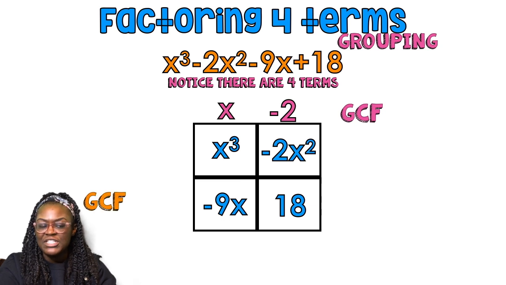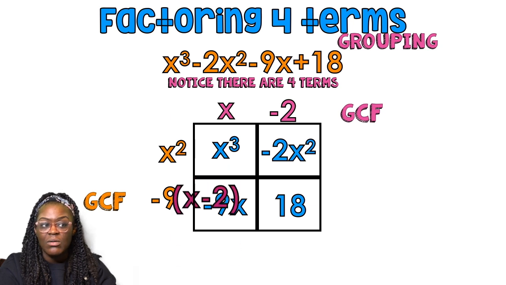So then I'm going to find the GCFs for the rows, right? So x cubed and minus 2x squared. My GCF there is going to be x squared. And then on the bottom row, I have negative 9x and then 18. 9 and 18 have a 9 in common as the greatest common factor. They have 3, but it's not the greatest common factor. But that first number is a negative, so that means my GCF is going to be a negative. So, hey, look at us.